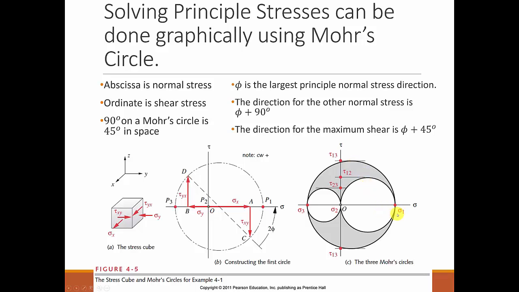Well, if we can get some rules having to do with sigma 1, sigma 2, sigma 3 and this tau 1,3, the maximum shear, we can make some sort of failure criteria to know whether this element will fail, whether the material is strong enough. That comes a lot later, but that's why we care about this. So let's do an example by hand first.